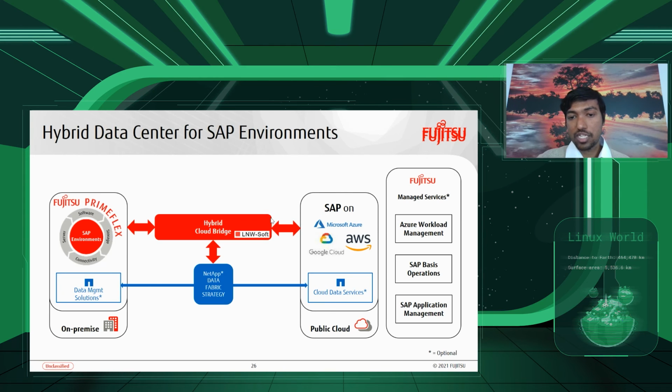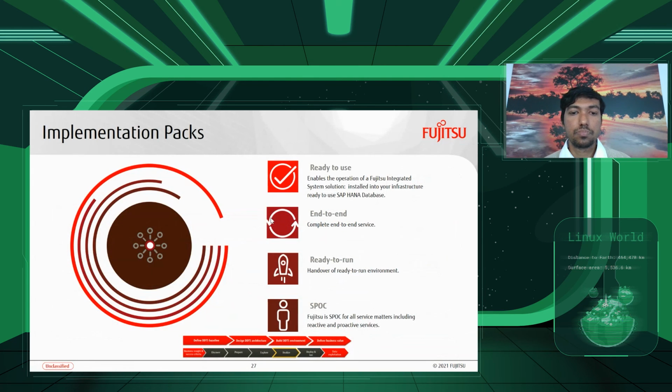And if you use this in conjunction, say, with a system implementation service, you can then use the cloud bridge to place the right workload in the right place, either on-prem or the respective flavors of cloud that you have. And if you want to go beyond this and do managed services like Azure Workload Management, because once you get there, you want to optimize in the cloud, or you want to do basis operations or SAP application management, Fujitsu can offer this end-to-end, or we can offer this in conjunction with our partners.